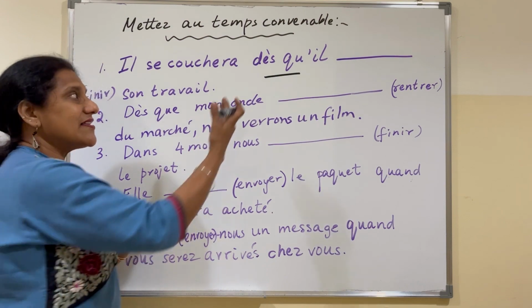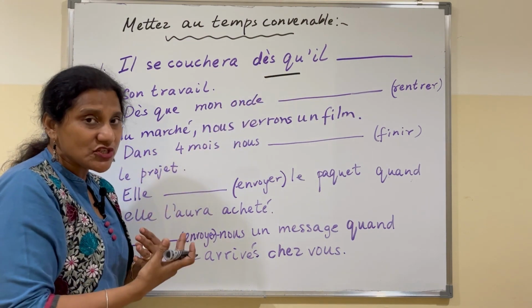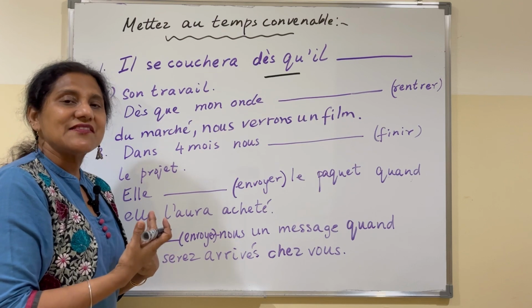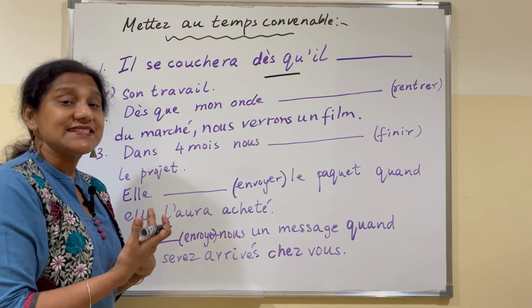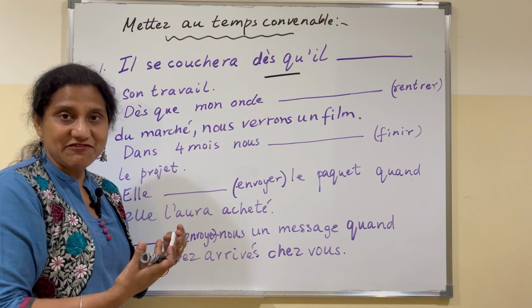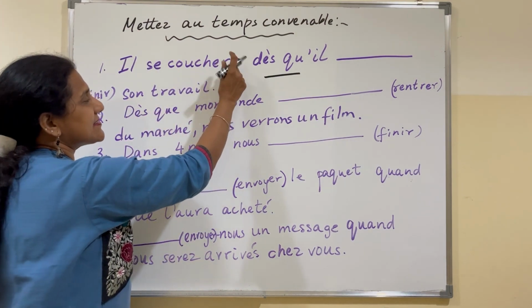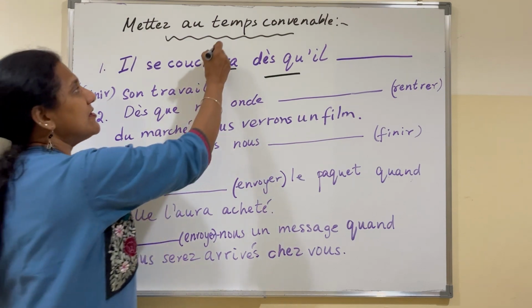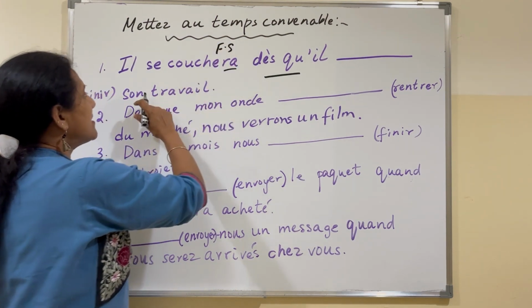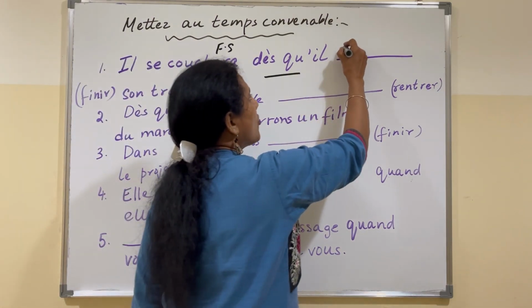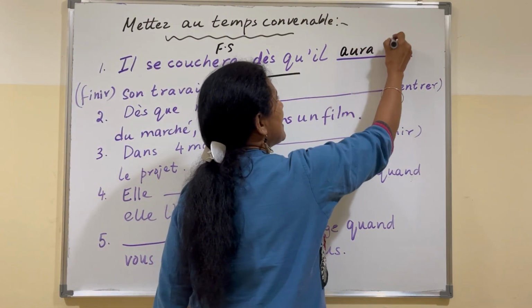So these are, dès que is a conjunction of time which tells me, it's an expression which tells me the action is taking place in sequence, that is one after the other. So therefore this is conjugated in futur simple. So we are going to conjugate finir in futur antérieur. Aura fini.